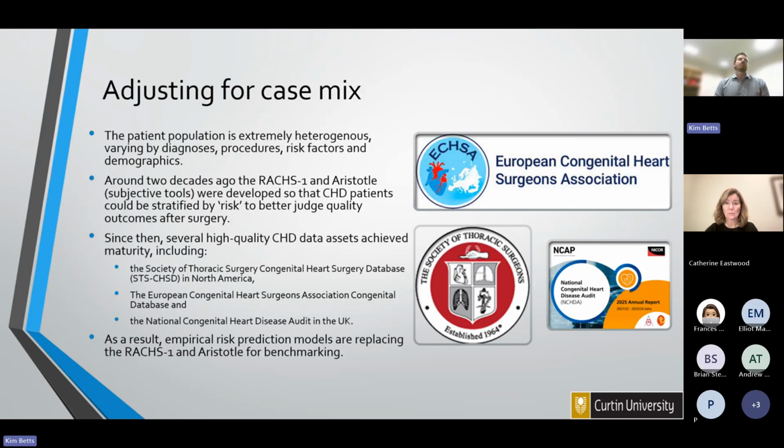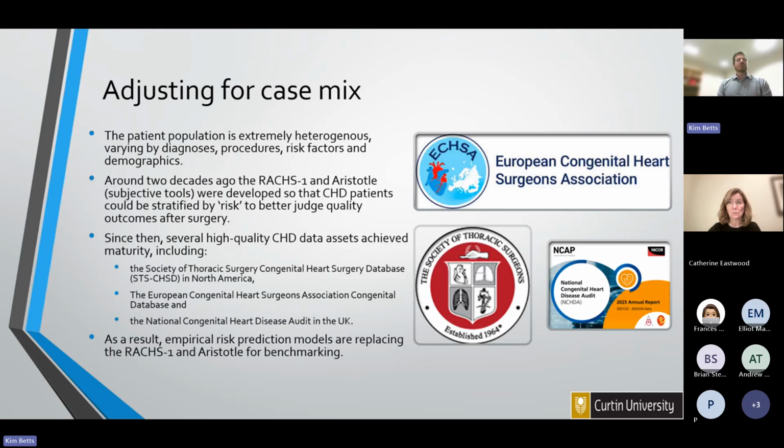So maybe let's say that they're all a little bit different, but let's say if you had the lowest risk, you were in group 1, the next was 2, up to the highest risk of 5. Okay, and this allowed us to carry out benchmarking where patients were in similar risk groups. Okay, since this time, several high-quality CHD data assets have achieved maturity. So when these subjective tools were developed, obviously there was a scarcity in data, especially among this patient group, because CHD is fairly uncommon compared to adult cardiac diseases, which are much more common.